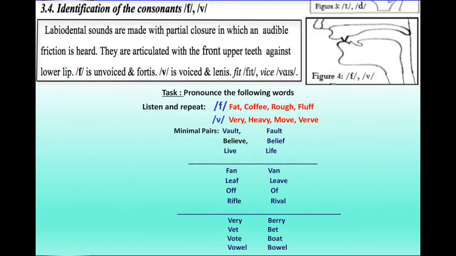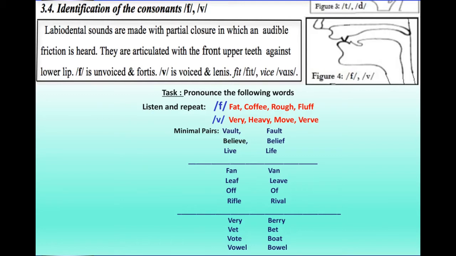Identification of the consonants f and v. Labiodental sounds are made with a partial closure. So this is a fricative, in which we stop the air partially, not completely, in which an audible friction is heard. That is, when we block the air partially, we have a friction between articulators or the organs of speech. They are articulated with the front of the tongue against the lower lip to produce f, which is unvoiced and fortis. V is voiced and lenis, like in fit and vice.